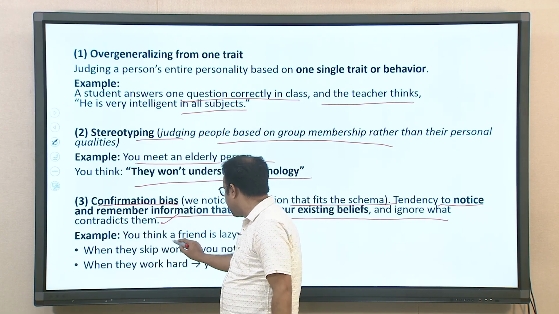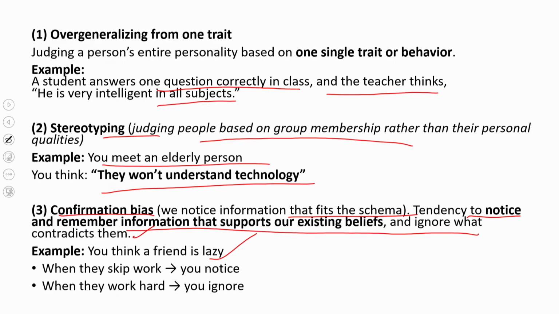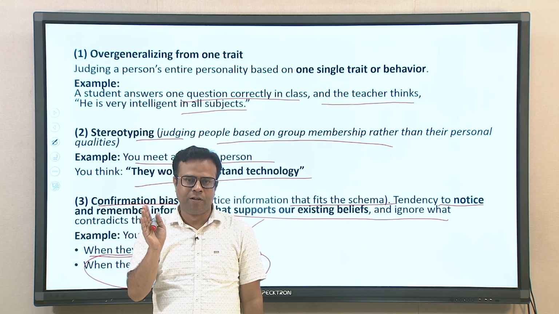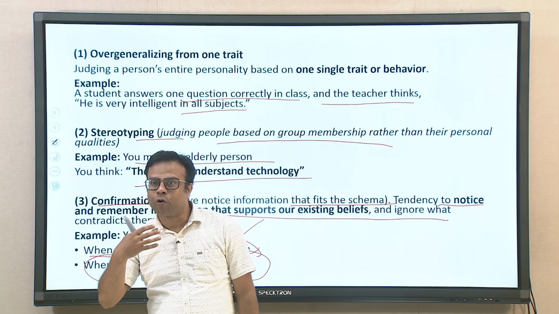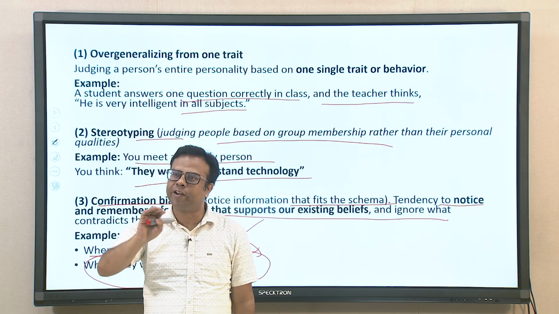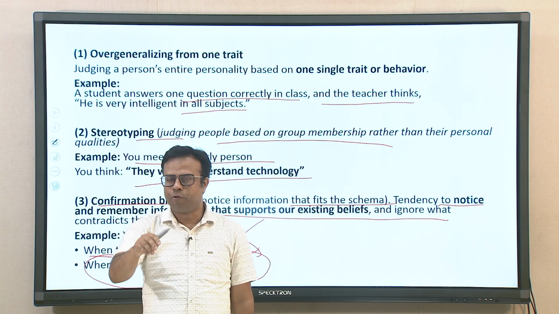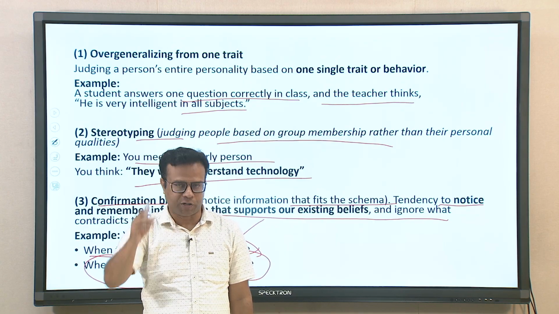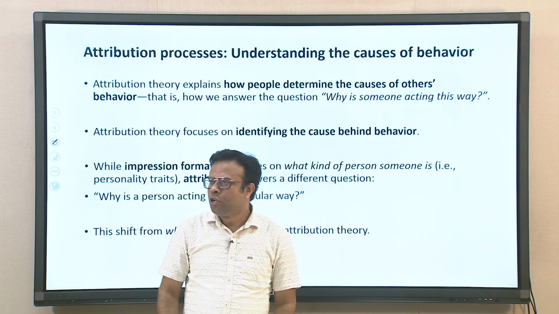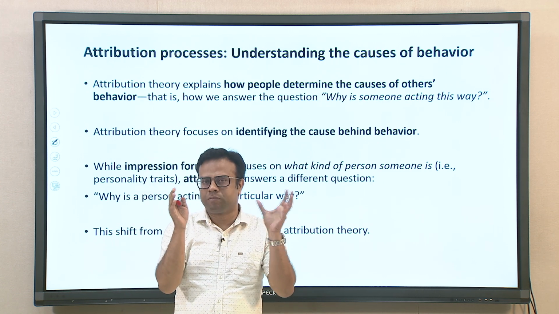For example, you think a friend is lazy. That is your mental framework. You think about a person that he is a very lazy person. So, how will confirmation bias work here? When they skip work, you always notice. Whenever they show the symptoms of laziness, you notice and point out that you are very lazy. But many times the same person can also work hard, and you simply ignore it. You think this may be an exception or something like that, because that is confirmation bias. You want to confirm, because you have a belief in your mind that this person is lazy. So, whenever he shows laziness, you notice it and amplify it. Whenever the person shows contradictory behavior, you do not even notice and ignore it. So, that is called confirmation bias. These are some of the things and factors related to impression formation.